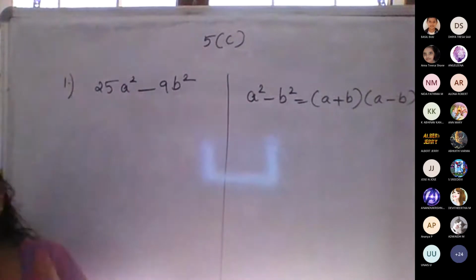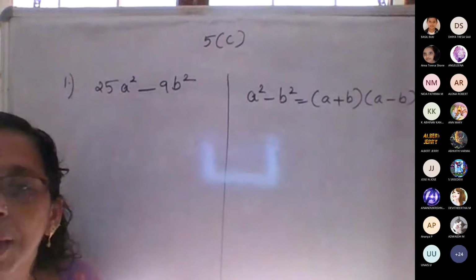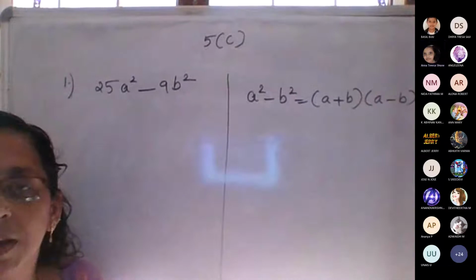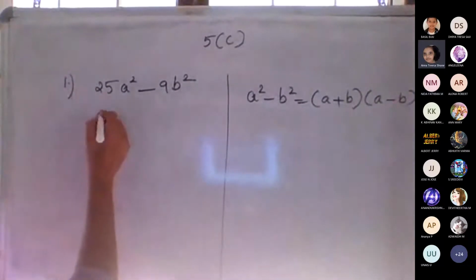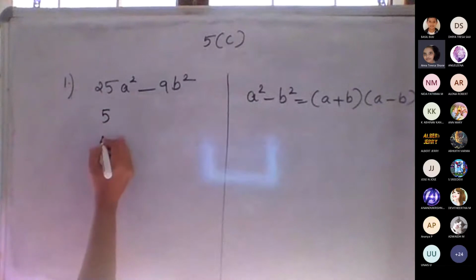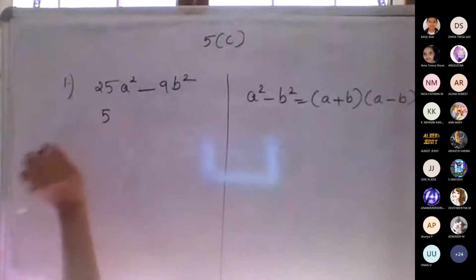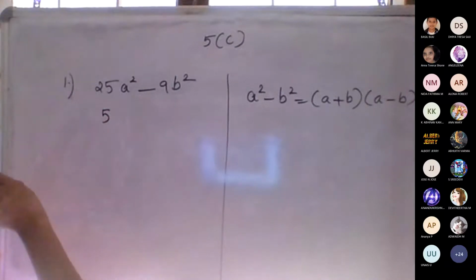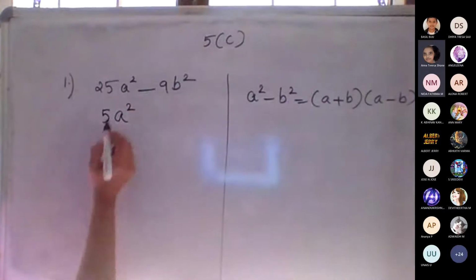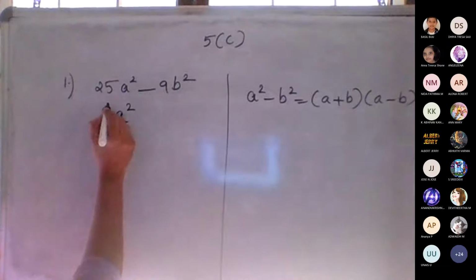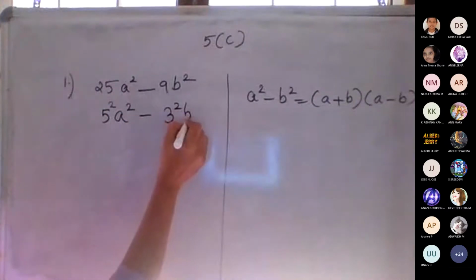Look at that 25. Sometimes it will be a square of something. Usually that will happen. Ma'am, 5. 5a square minus 3b square. 5a minus 3b, the whole square. Either you write in the first step 5 square a square minus 3 square b square.